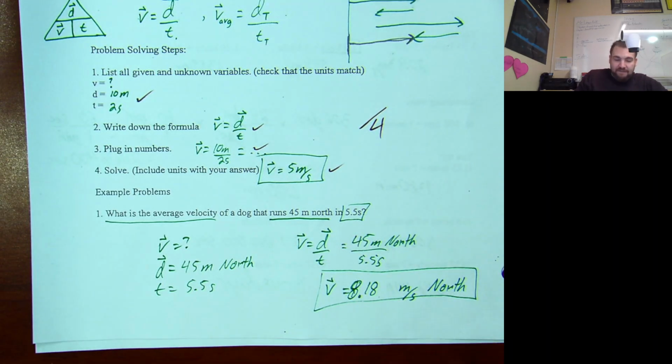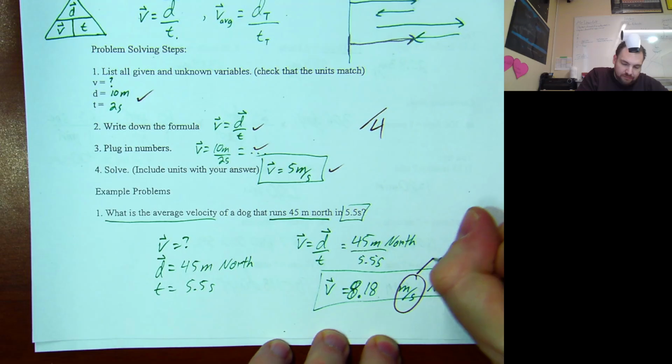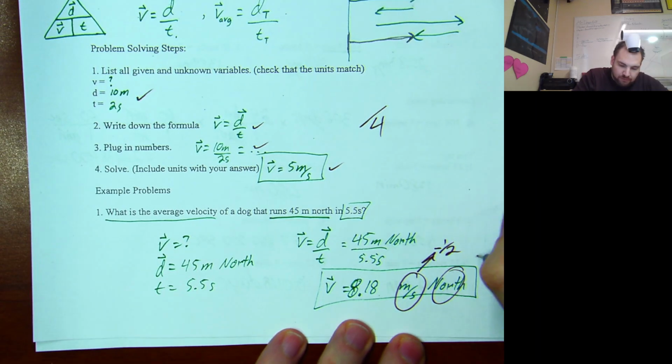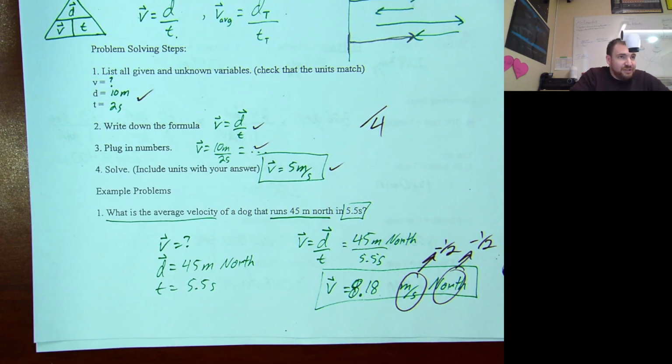In anything I give you, if you're missing this, it's a half mark gone. If it's a vector and there's no direction, it's a half mark gone. If I ask you for a distance and you add a direction, I'll take off a half mark for that too.